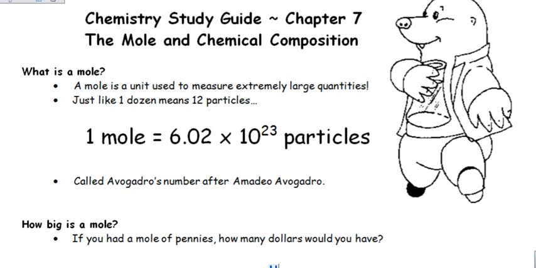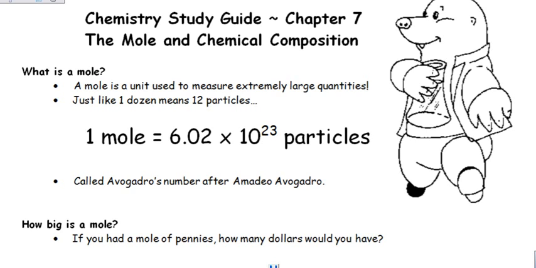Now, moles might be fuzzy little creatures that dig around in the dirt, but in chemistry they are very, very important. The mole is a unit. It's used to measure a quantity of atoms or molecules or whatever the particle might be. It's used kind of like the word dozen. Well, a dozen is a unit. It means that you have 12 of something.